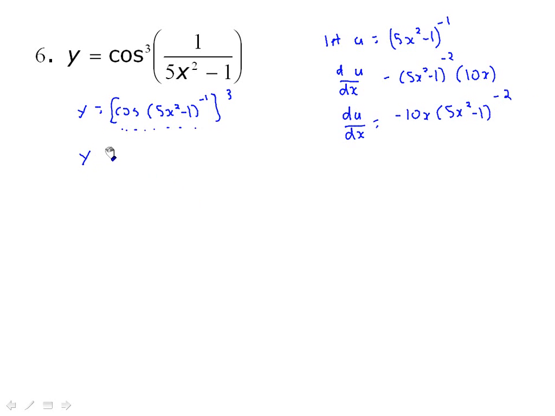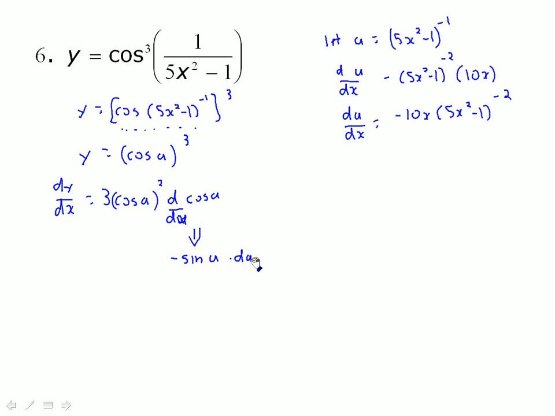But anyways, what we get now is this expression is the cosine of u to the exponent of 3. So it's a lot easier to do the outer differentiation, because dy dx is equal to 3 times cosine of u to the 2 multiplied by the derivative of the inner, which is cos u. Actually, this is d du, if you like. The derivative of cos u is negative sine u. And then the derivative of the inner would be du dx, which we conveniently have right above us.